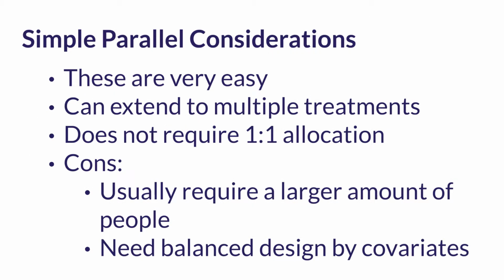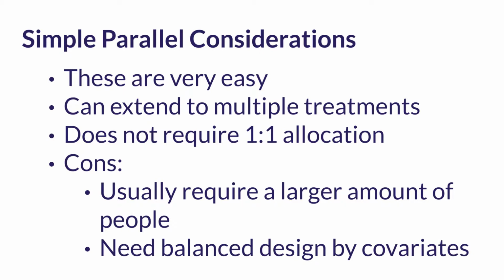These are very easy. They can extend to multiple treatment arms, so you could have a 3 or 4 parallel arm study. It does not require one-to-one allocation, meaning that you do not have to have one person for treatment A and one person for treatment 2. If you have sufficient information about treatment 2, you may want to do a 2-to-1 randomization where you put 2 people in the new treatment for every 1 person in the existing treatment.